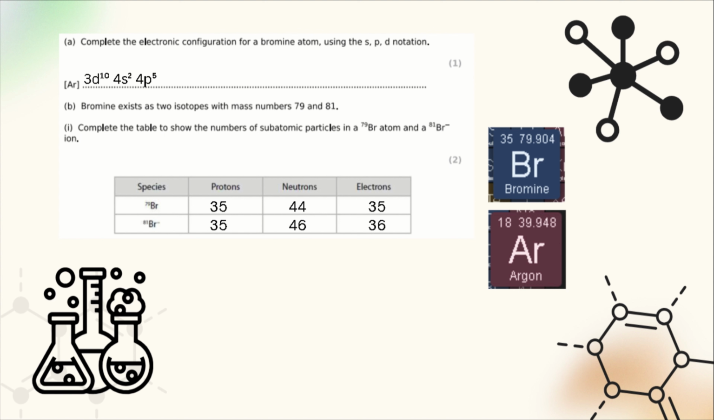And for the 81 bromine ion, we have 35 protons. 81 minus 35 gives us 46, and this is an ion. It has a negative charge. It has gained 1 electron, so 36 electrons.